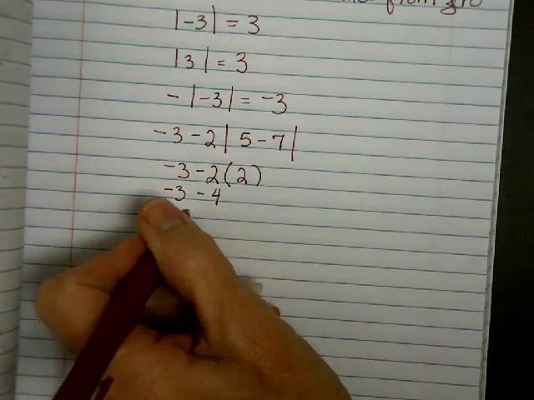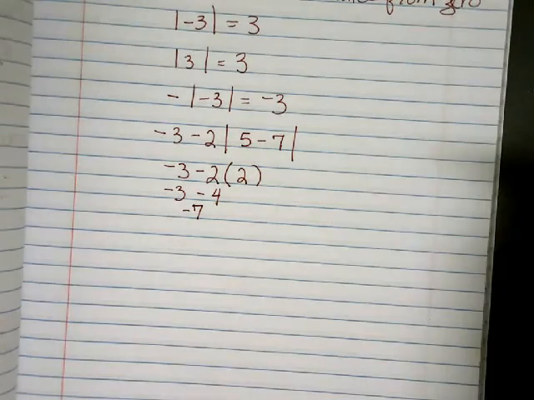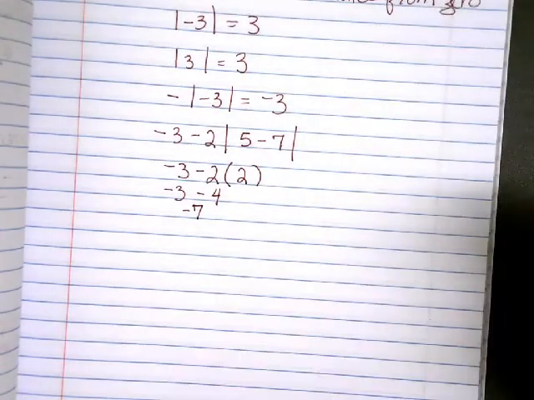Now your calculator can come in handy. So it's 4. Final answer? We're with integers. Negative 7. Yes. Perfect. But no absolute value on the calculator, huh?